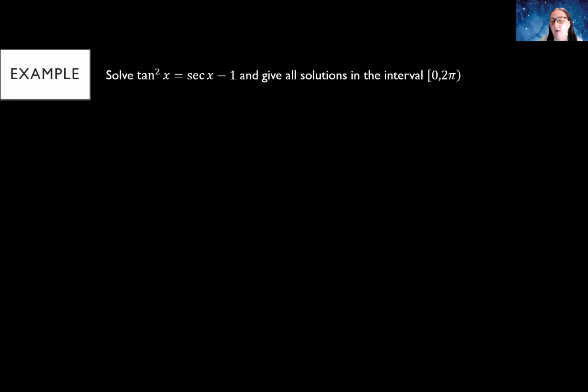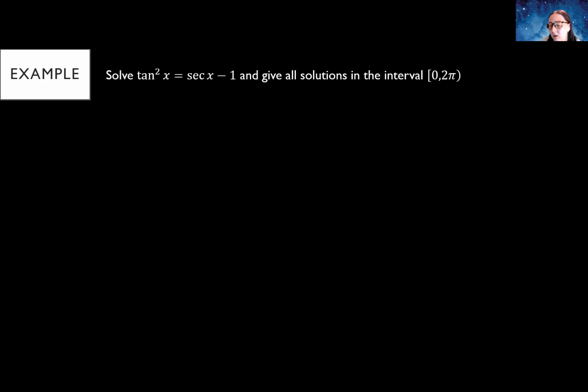So here I've got a problem with tangent and secant. We have tangent squared equals secant of x minus 1. And so you need to choose: do I want to solve this in terms of secant, or do I want to solve it in terms of tangent? So secant is 1 over cosine. So if I try to rewrite secant, I'm just going to get cosine and tangent.